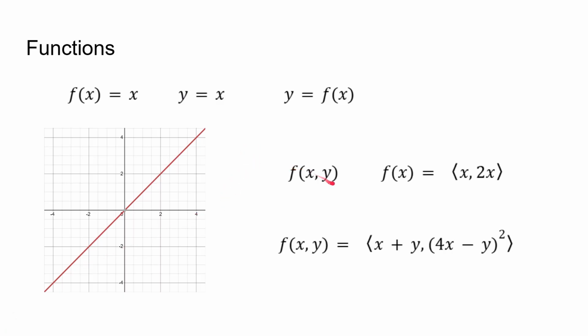You can also have multiple inputs. So the function of x and y would be written like this, or multiple outputs. So the function of x with a two-dimensional output would look like this. And if you have multiple inputs and multiple outputs, you'll just combine the two. So the function of x and y is equal to this, which has two completely separate outputs. You could also have inverse functions. So with inverse functions, all you're doing is swapping the inputs and the outputs.